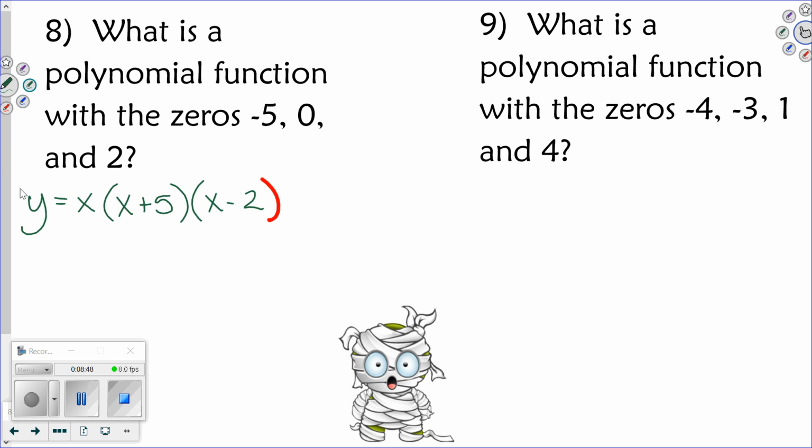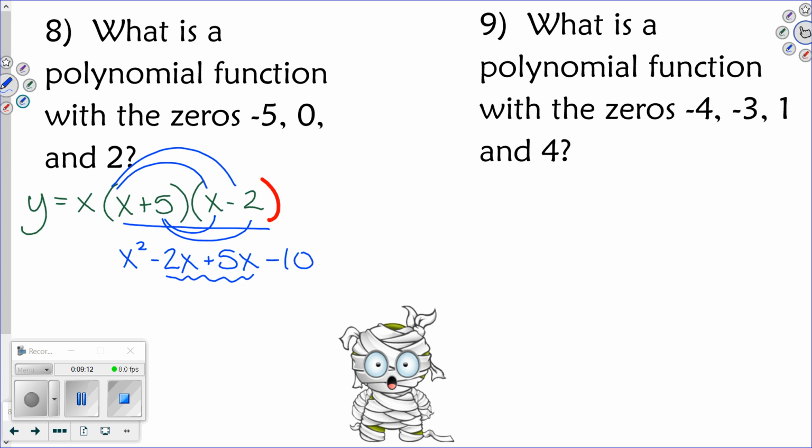Okay? So again, I'm going to start with the back 2. I'm going to start with these. I'm going to multiply those together. So x times x is x squared. X times negative 2, negative 2x. 5 times x is 5x. And 5 times negative 2, negative 10. Collect your like terms. X squared plus 3x minus 10.